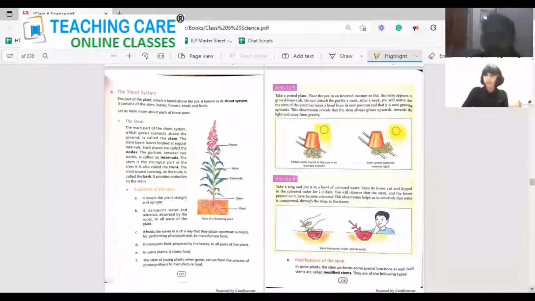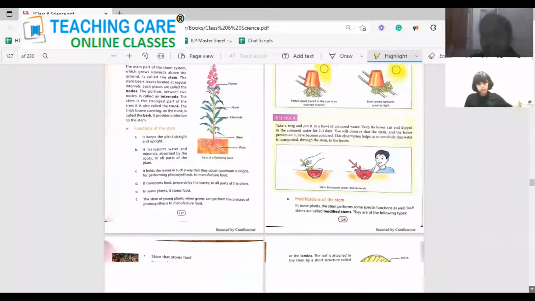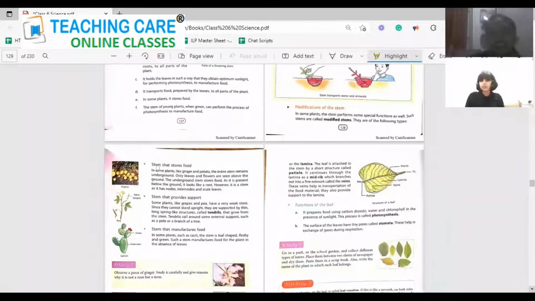Now you got it. So now we'll see how the stems are modified. How we saw the roots being modified according to the various necessities of the plant, like for storage, support, or parasitic roots, now we'll see how the stems are modified in plants. Here, the stem that stores food, the stem that provides support, the stem that manufactures food. Same as how we saw in the root, the stem that stores food.